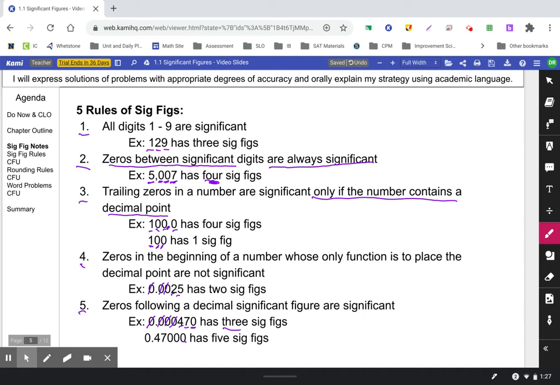This last example here then, our leading 0 to place the decimal is not significant, but this 4 and 7 are, and these zeros are also trailing. So that means they are significant. So we've got 5 sig figs there.